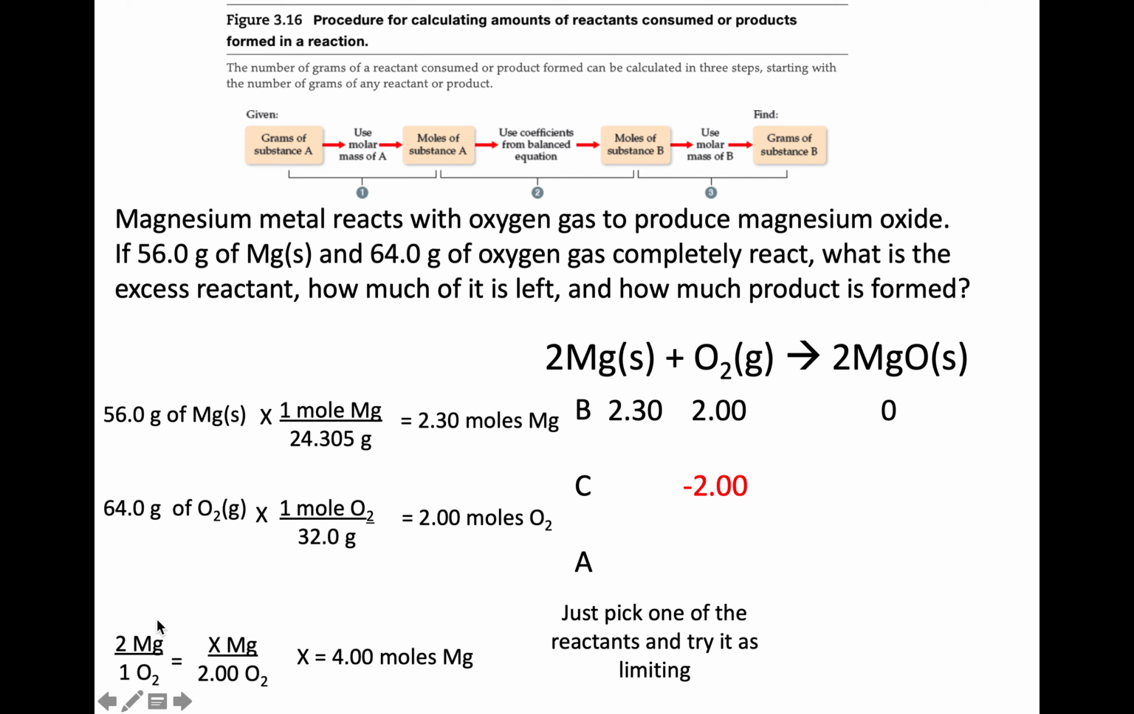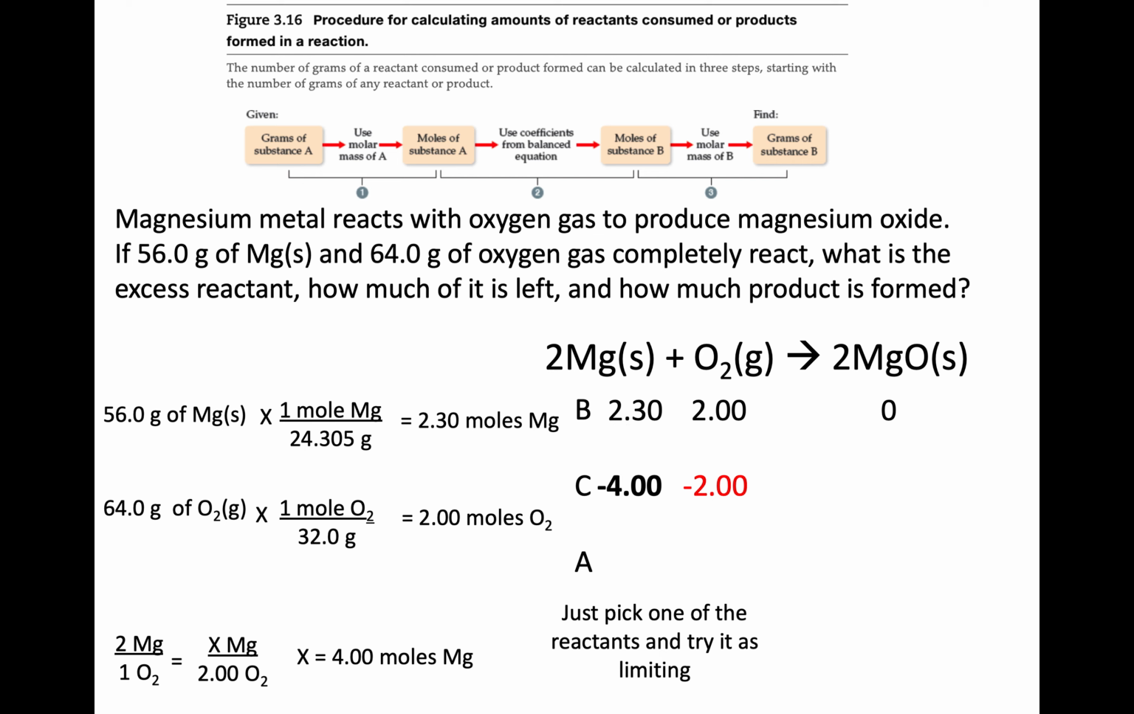Using the coefficients, 2 moles of magnesium goes with every 1 mole of oxygen gas. How many moles of magnesium would we have if we used up 2? We would need 4 moles. Can we use up 4 moles? We can't use up 4 moles because we only had 2.3 to start.